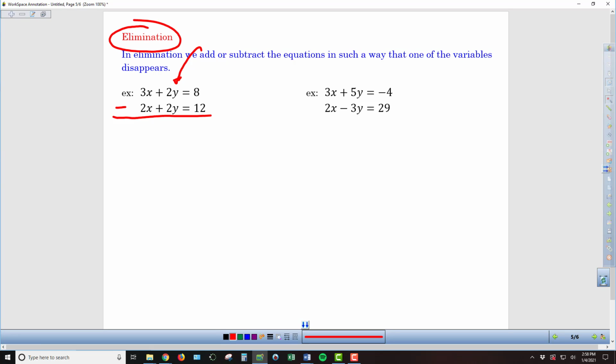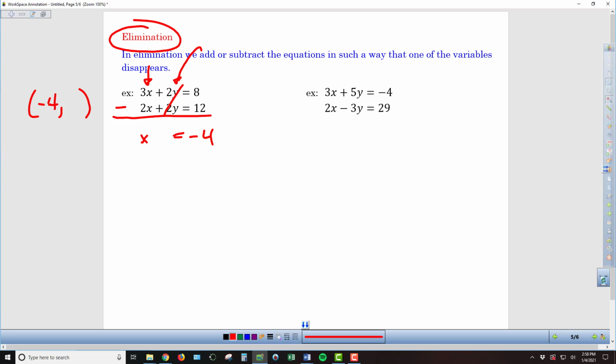So on the left here, if I subtract my x's, 3x minus 2x leaves me with just x. 2y minus 2y, those cancel out, so those are just gone. And then on the other side, I've got 8 minus 12, which gives me negative 4. So we can see very quickly we've ended up without the y's present anymore. And in fact, we already know what the x-coordinate of our intersection is. It's negative 4.